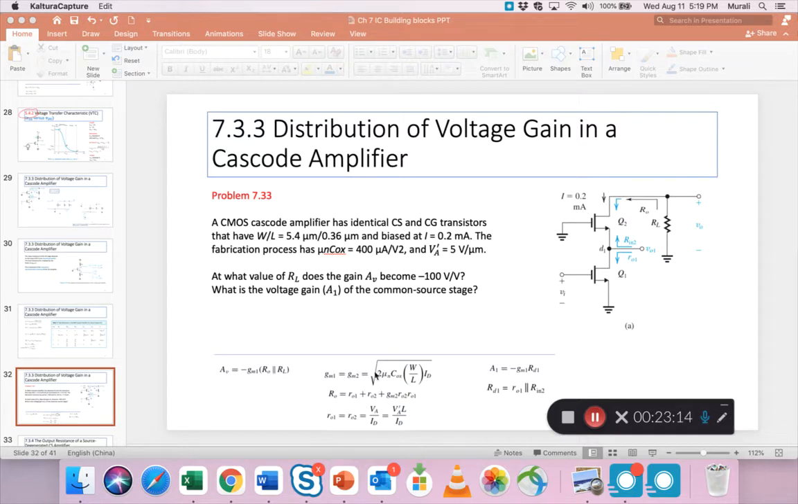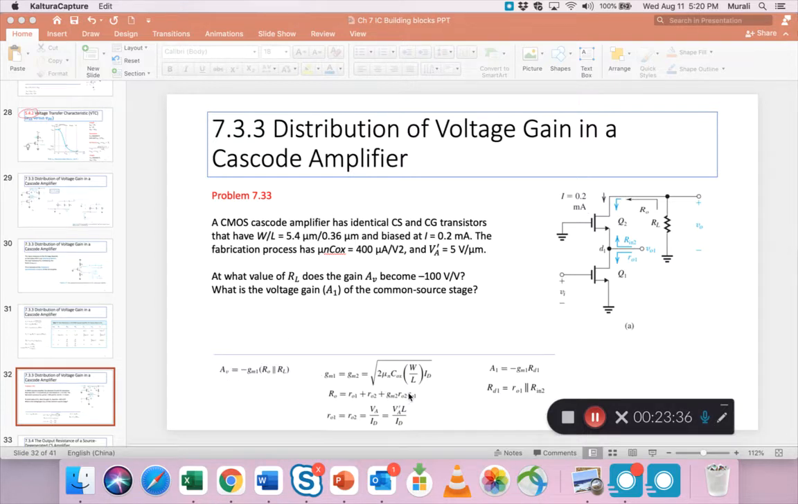How do we find GM1? This is a formula. How do we find RO? Here's a formula. RL is, of course, what we have to find. If the gain has to be minus 100, you substitute minus 100, and then you can find RL.